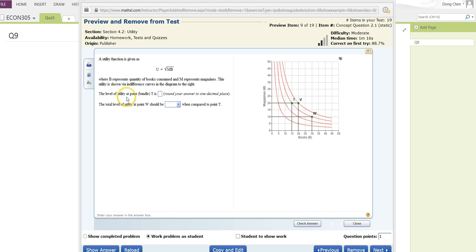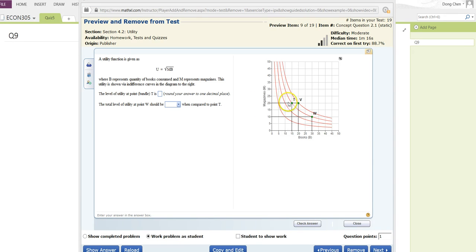The level of utility at point bundle T is, and the total level of utility at point W should be when compared with point T. So this question actually should be very straightforward to solve.